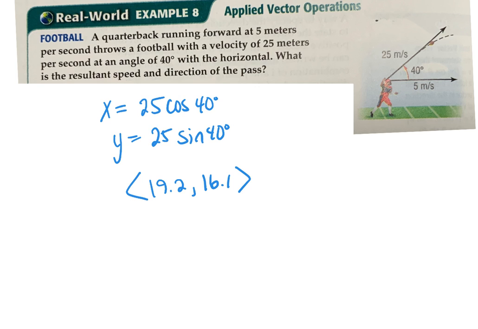My second one is simply just going to be 5 to the right and none up or down, right? If I'm just moving horizontally, I'm literally just moving right 5. If I were moving left, I would go left 5, -5, okay? And so when I combine these two, I add them together because that's the whole movement on that ball, right? The running and the throwing. So I end up with 24.2 and 16.1 if I add those two together.